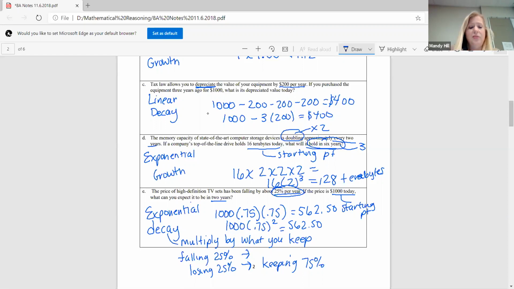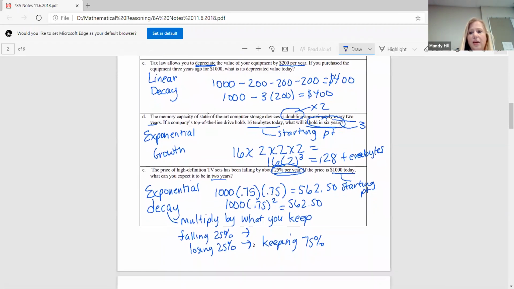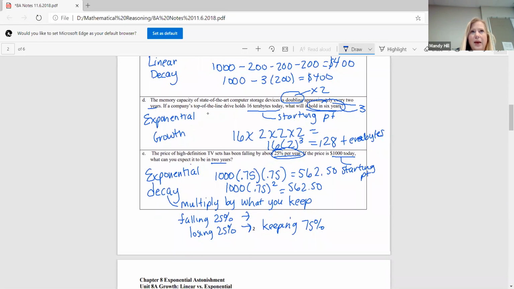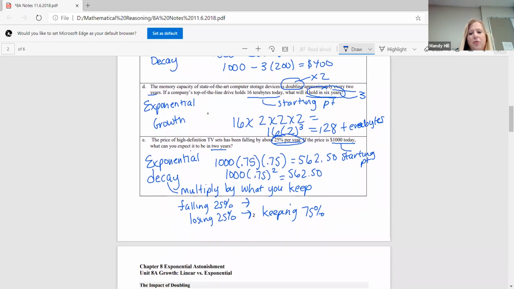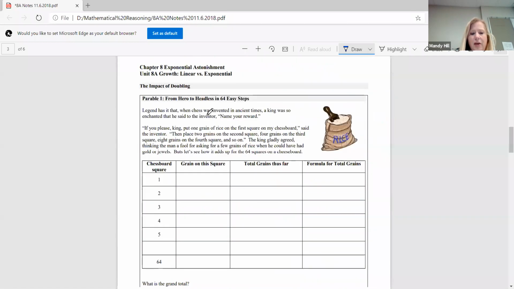Now the book teaches you a little bit different way and it has an extra step. I just think that this is easier, but it doesn't matter which way you work the problem, as long as you're working it in a way that's getting you the correct answer, and you're mathematically correct in the way you're working it. So if you want to take that extra step, it's perfectly fine.